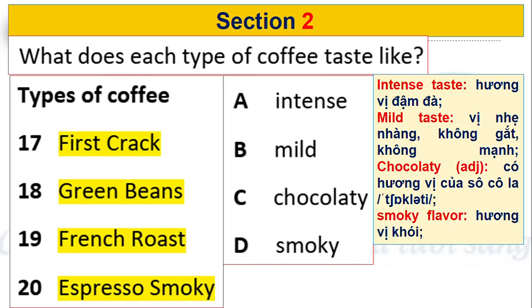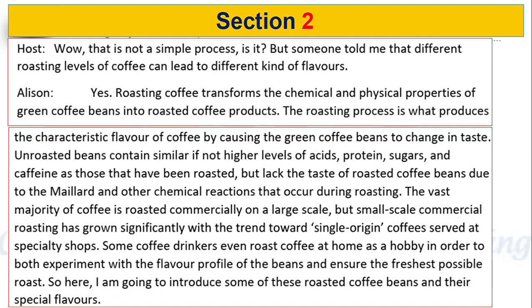Wow, that is not a simple process, is it? But someone told me that different roasting levels of coffee can lead to different kinds of flavours. Yes, roasting coffee transforms the chemical and physical properties of green coffee beans into roasted coffee products. The roasting process is what produces the characteristic flavour of coffee by causing the green coffee beans to change in taste.